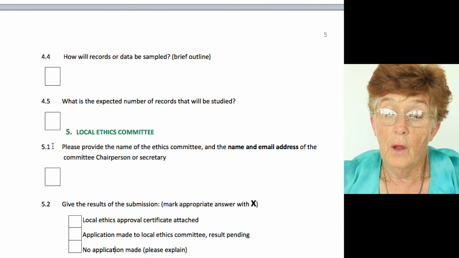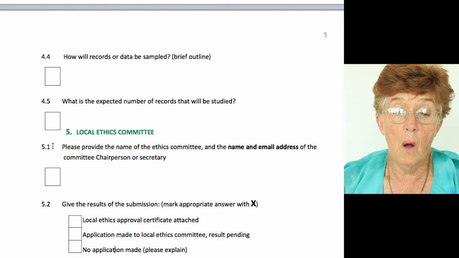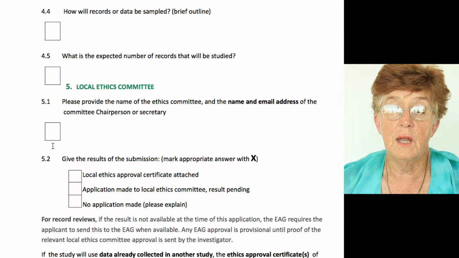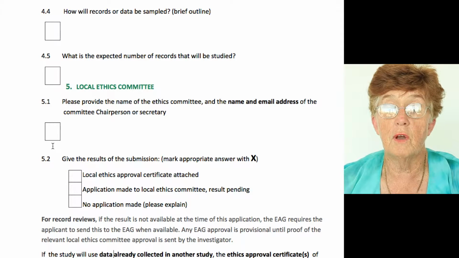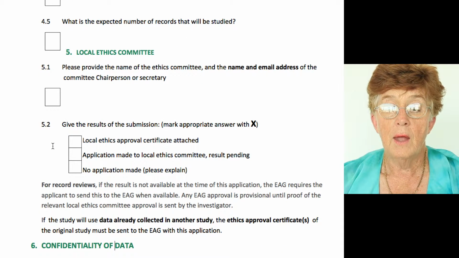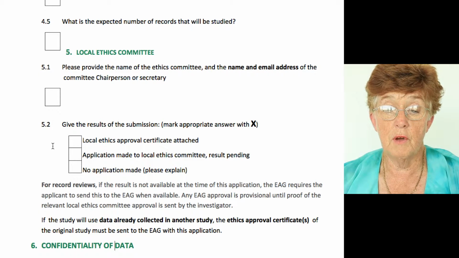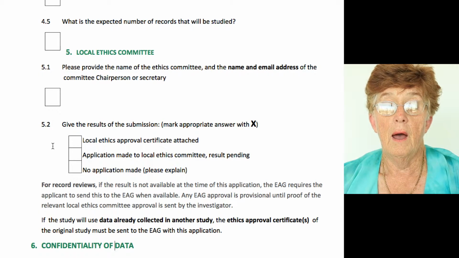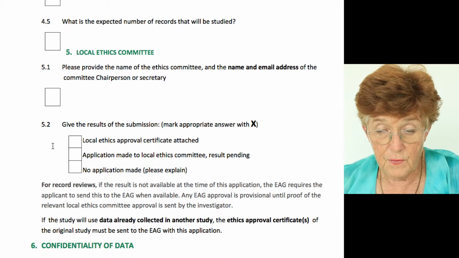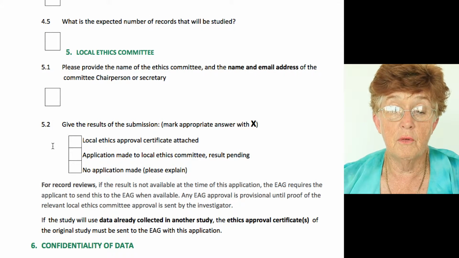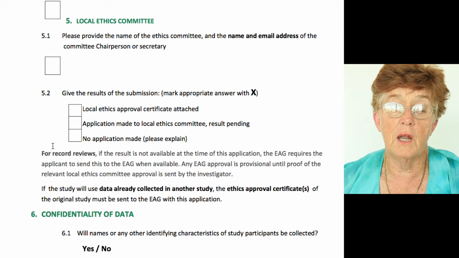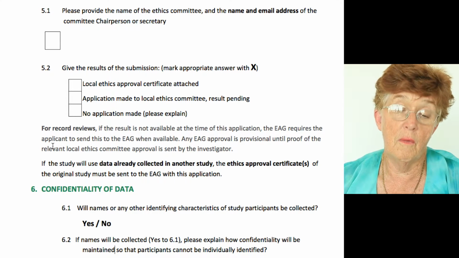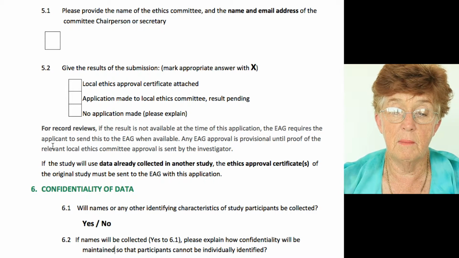Next, a section on the local ethics committee. Who are they? Please give us the name of the local chairperson or secretary, as sometimes we follow these up. And whether an application has already been made, and the proof of approval. If you're still waiting for approval, or if no application has been made, an explanation for that if no application has been made.